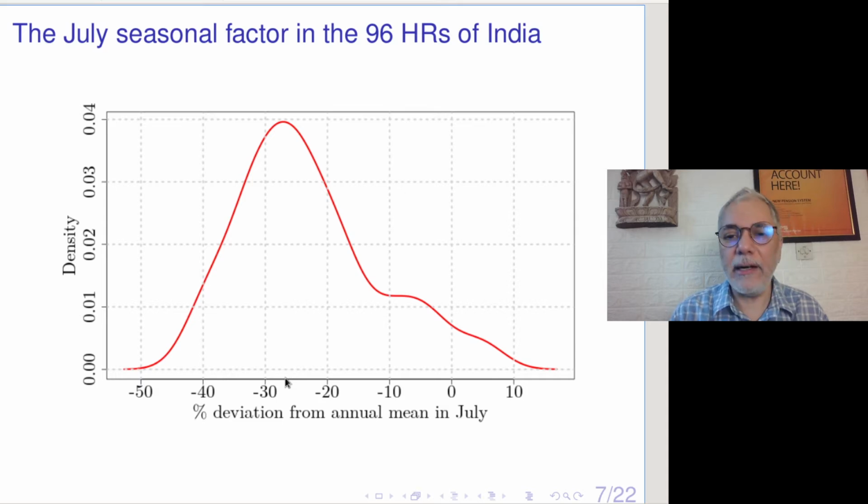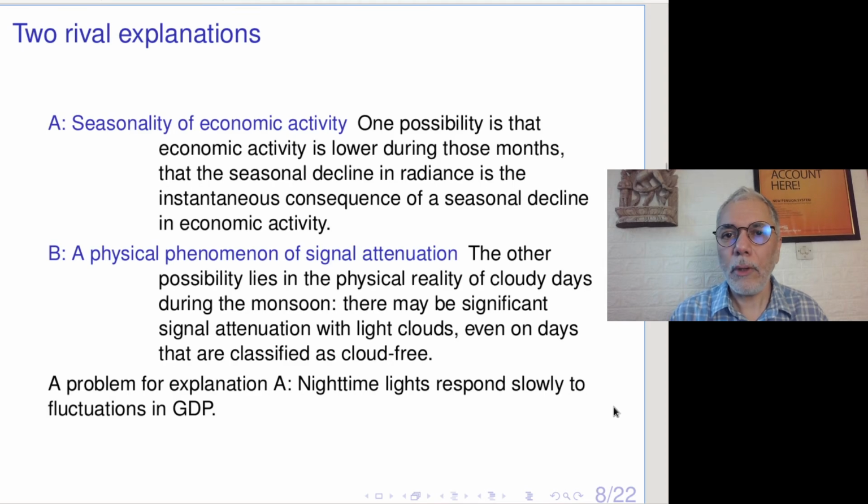As I said, this is the kernel density plot of the July seasonal factor, the percentage deviation in July away from the annual mean. And so this is large scale evidence across the 96 HRs spread all over India. It's not 1 pixel in Bombay. What might be going on? We could think of 2 rival explanations. Either you think that there is seasonality in economic activity. Maybe in July there is less economic activity in India. Or maybe there is a physical problem. Maybe there is signal attenuation.